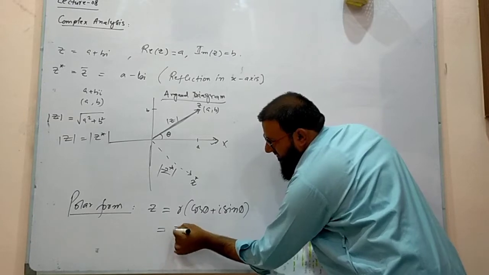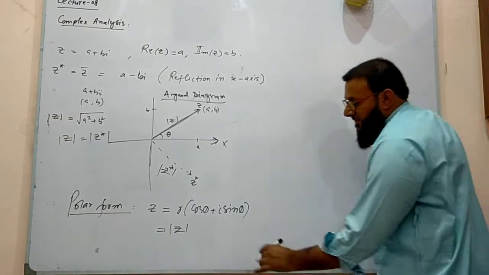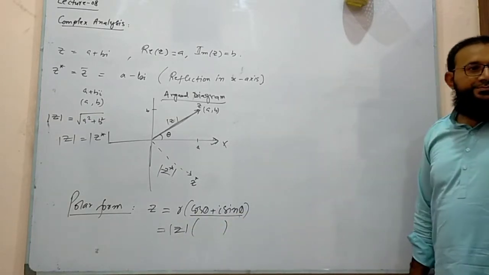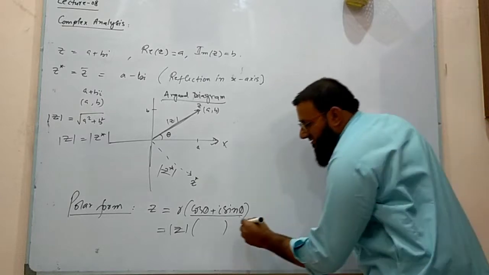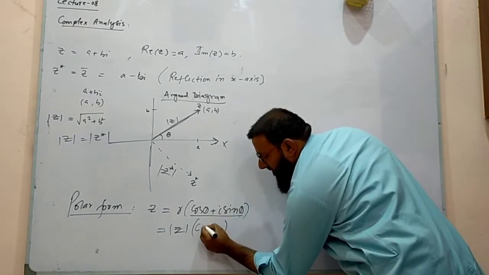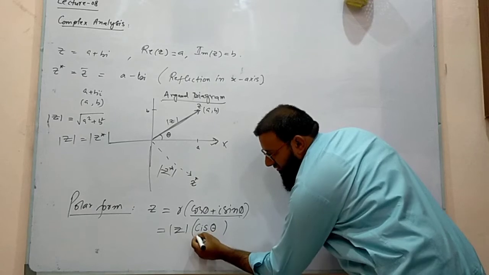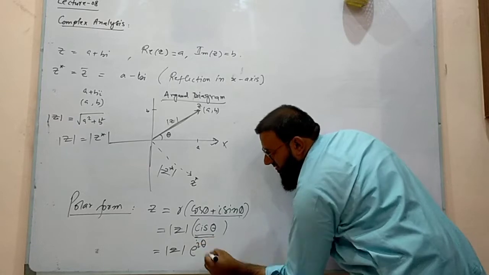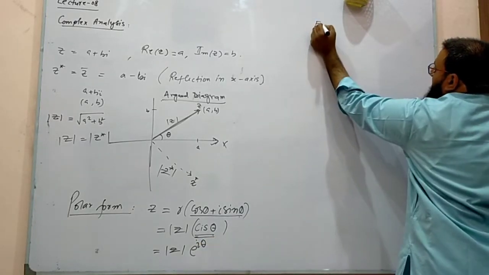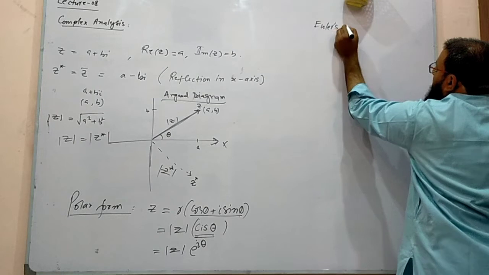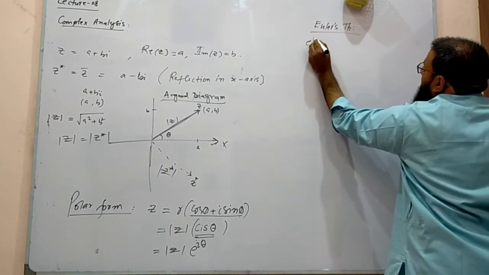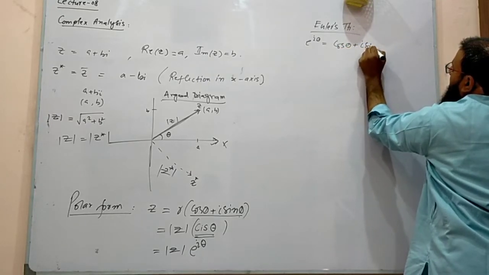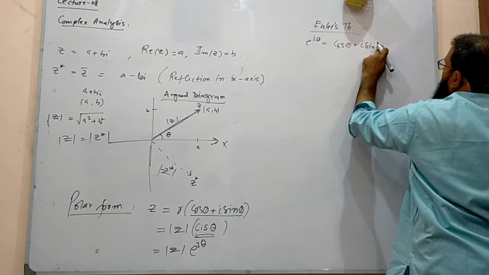And what is r? r is simply the mod of z, and we can rewrite this into some short form as well. Cis, that is c for cos, i for iota, and s for sin theta. So this is the short form, but by using Euler's theorem we can write it as e raised to iota theta. So this is Euler's theorem. These are the things that we should keep in our mind. What is Euler's theorem? e raised to iota theta is cos theta plus iota sin theta.